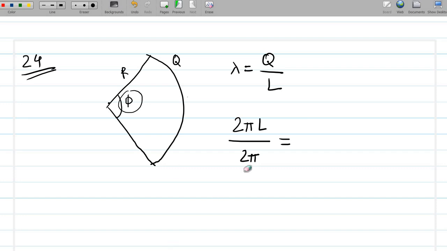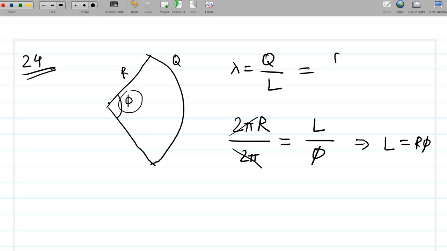I'm sorry, it should be R here, right? It should be radius r, and then on the right hand side we should have L divided by phi. Right, this is how we find out the relationship between the length of an arc and the angle it encloses at the center. So 2 pi cancels 2 pi, we have L equal to r phi.